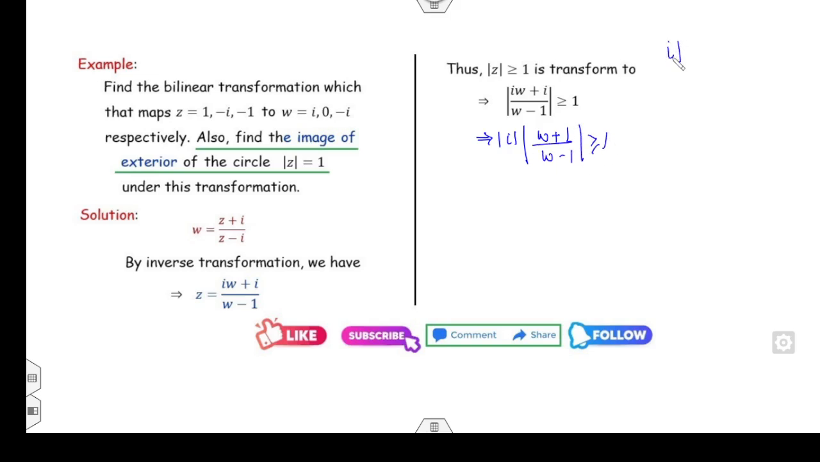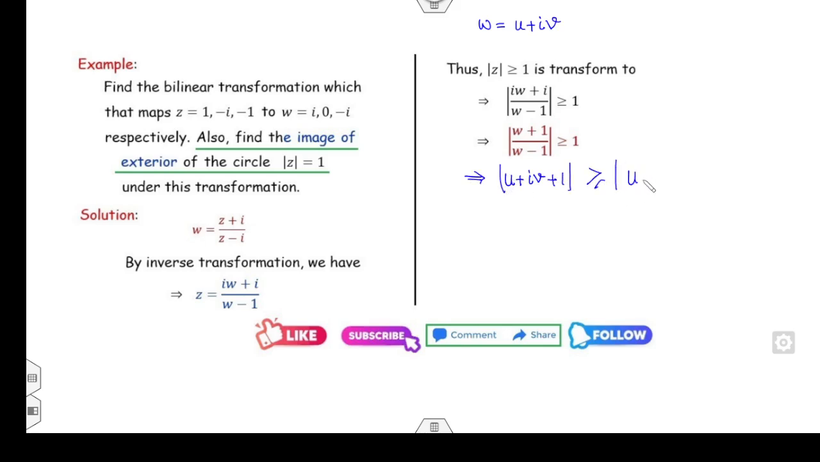What is the value of the iota modulus? It is always 1. So I can write this number is w plus 1 greater than equal to w minus 1. Clear? I can substitute the value of the w. It's u plus iota v. The value is u plus iota v plus 1 is greater than equal to u plus iota v minus 1.